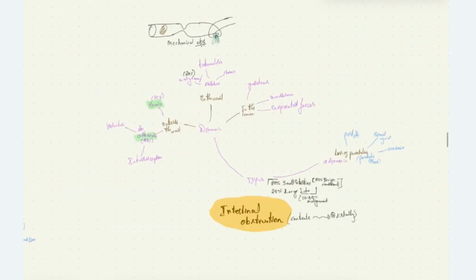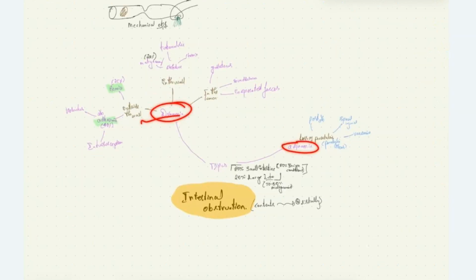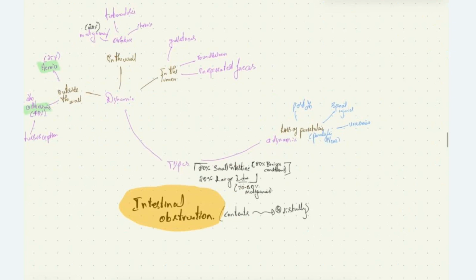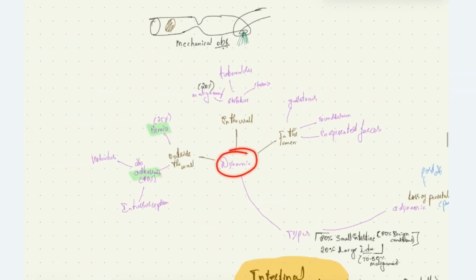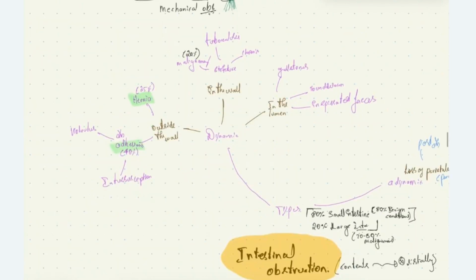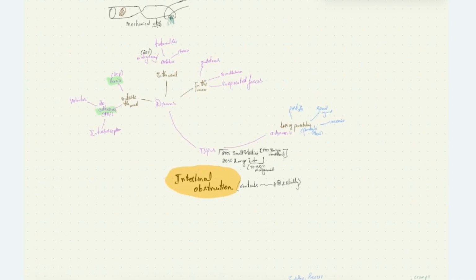We have dynamic and adynamic obstruction. In dynamic obstruction, there will be mechanical obstruction. In adynamic obstruction, the obstruction is due to loss of peristalsis. The dynamic obstruction causes are adhesions, hernia, malignancy, tuberculosis, Crohn's disease, gallstones, roundworm, and impacted feces. The causes are classified as outside the wall, in the wall, and in the lumen. Then we have adynamic obstruction.